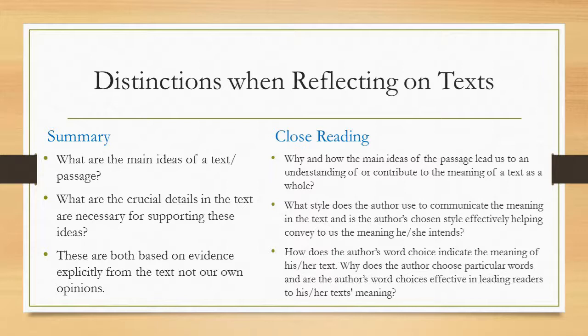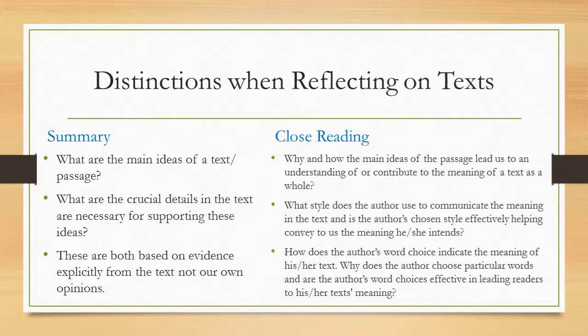A good close reading will also meet these criteria, but go beyond them by informing us about why and how the main ideas of the passage lead us to understanding or contribute to the meaning of a text as a whole. What style does the author use to communicate the meaning in the text, and is the author's chosen style effectively helping convey to us the meaning he or she intends? And lastly, how does the author's word choice indicate the meaning of his or her text? Why does the author choose particular words, and are the author's word choices effective in leading readers to his or her text meaning? Good answers to all these questions will of course need to be supported with textual evidence.